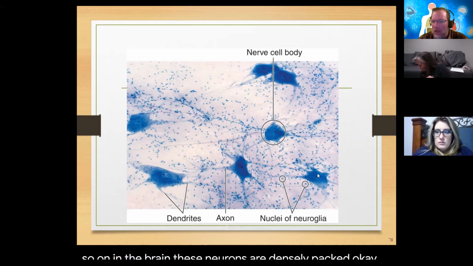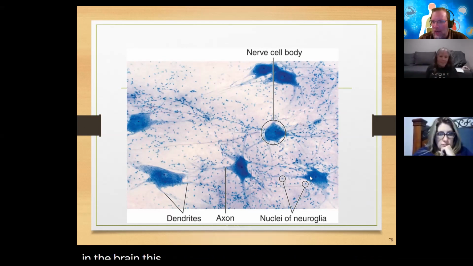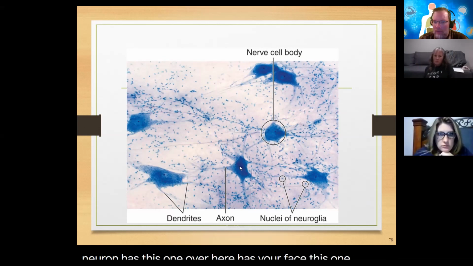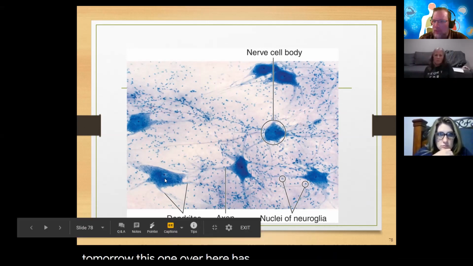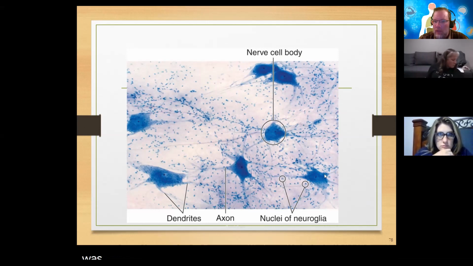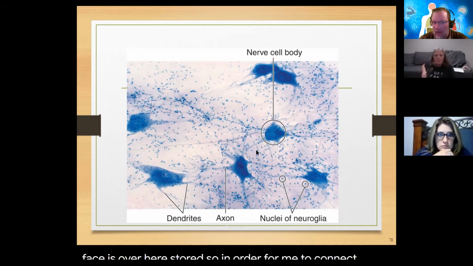If in the brain, this particular neuron has your name, this one over here has your face, this one here has what I had for lunch, this one has what I need to do tomorrow, and this one over here has my phone number when I was a kid, right? So now I see your face, and your name to the face is stored over here. So in order for me to connect face with name, I need a pretty clear connection.